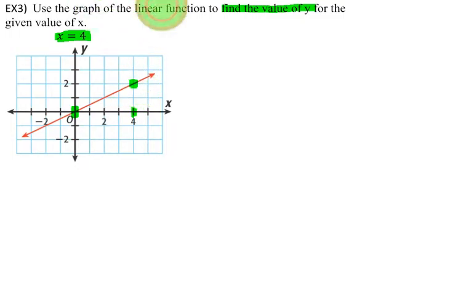So again, we already know our x value. When we write ordered pairs, x always comes first, followed by y. My x value has already been given to me, it's 4, followed by the y value. Well, let's find out what that is. That's positive 1, positive 2. That elevator had to go up 2 units, so the y value is 2. So when x is 4, y is 2.